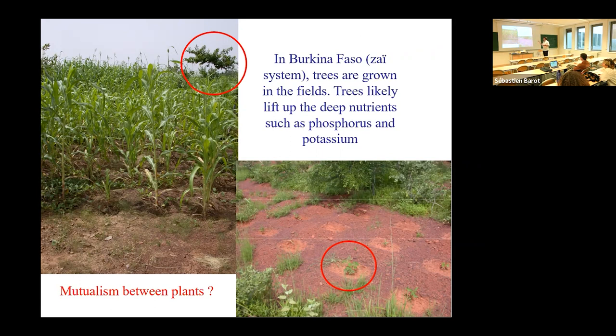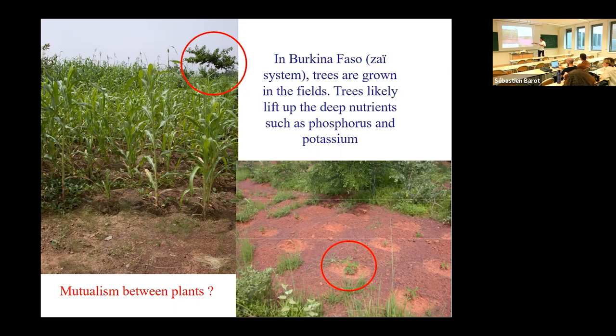This is an example from Burkina Faso, an area where apparently a single guy has developed a particular method to manage soil fertility. They are doing different things, but one thing they do is to manage trees in the ecosystems, and they have methods to regenerate forests. So here you have small trees, and the soil is very, very bad.